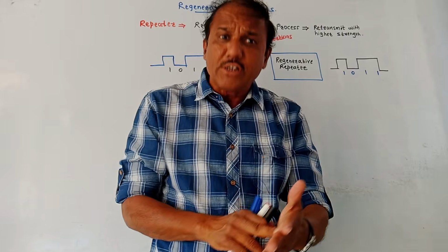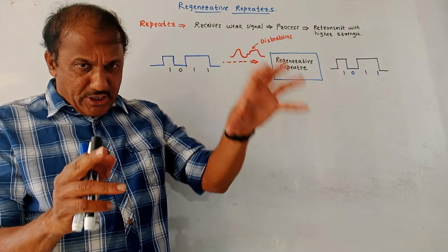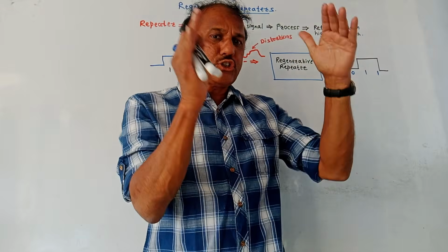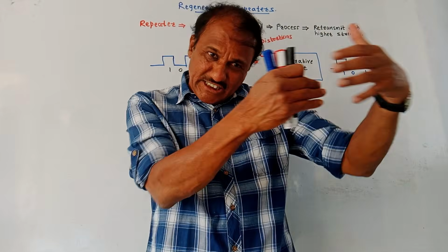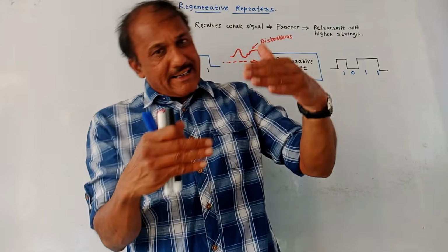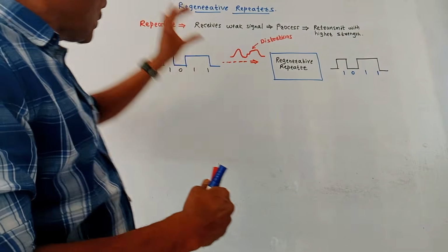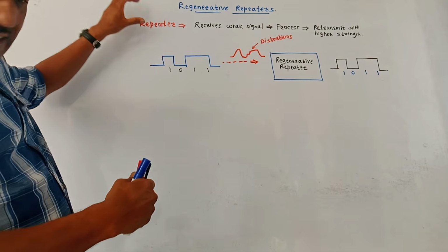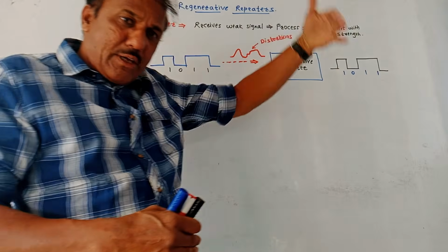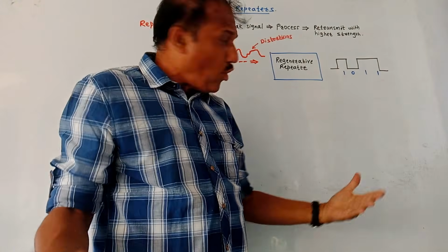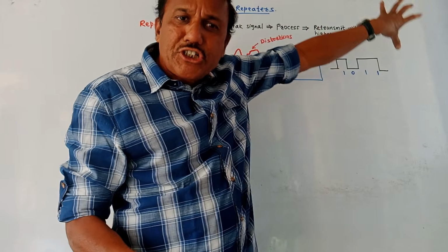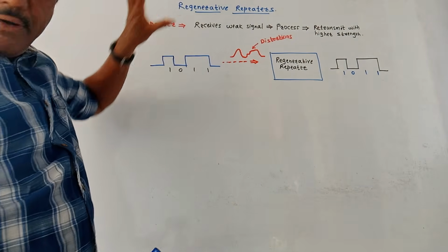So to avoid all such things, in case of communication, after a certain distance, a device is required which is called a repeater, which accepts the weak signal, then modifies or reshapes it and then retransmits it. So a repeater is a device which receives a weak signal, processes it, that means wave shaping as well as removing the noise and so on, and then retransmits it with higher strength. This is the basic function of a repeater.